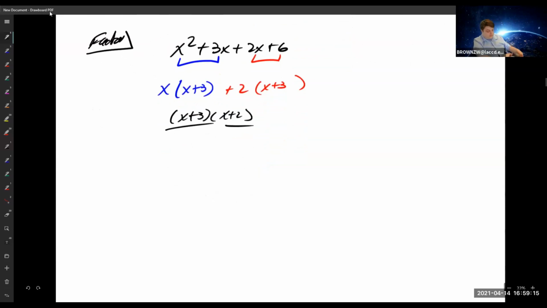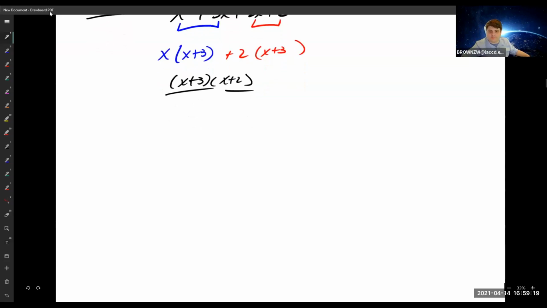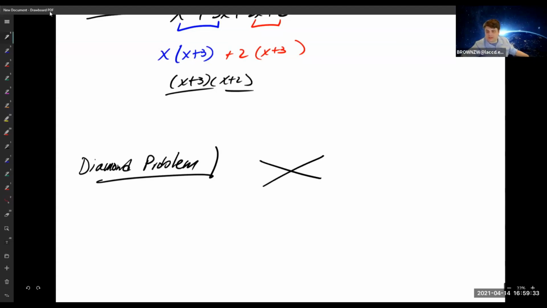Okay, so we're going to take a little bit of an aside, and we're going to look at what we call a diamond problem. Diamond problems are pretty much just like little puzzles, which is you're going to have a number up top and a number on bottom. And what you're going to figure out are what are 2 numbers that multiply to the top but add to the bottom.